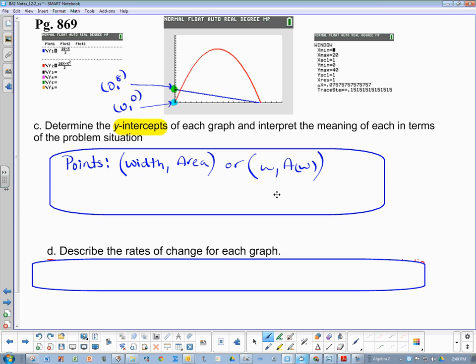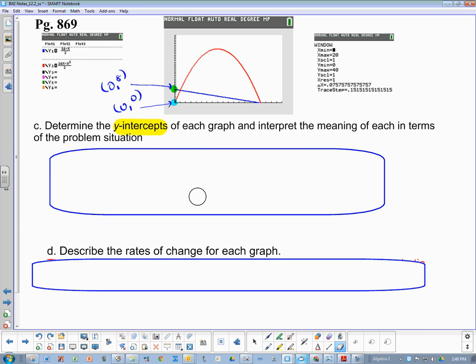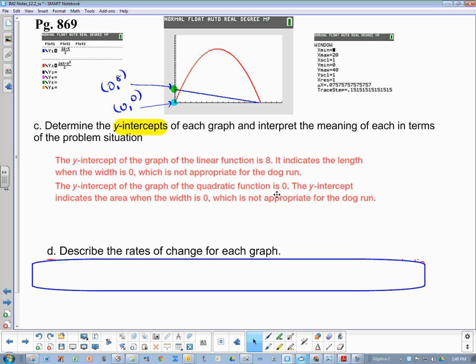And if you want to see what the book has for you, let's take a quick peek at that. It says the y-intercept of the graph of the linear function is 8. It indicates the length when the width is 0, and it's just not appropriate for a dog run. It doesn't even make any sense. Same thing for the area.